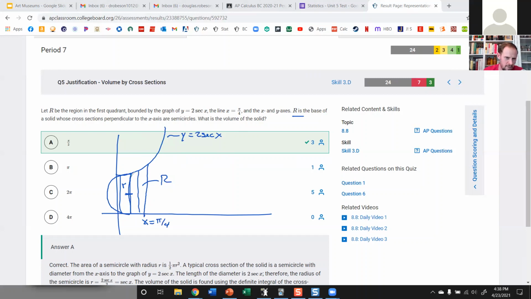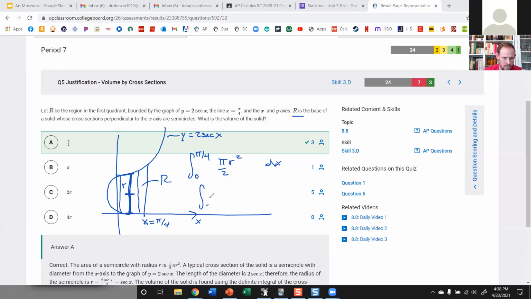So what we need is a formula for the area of this semicircle, and that's what we would be integrating. So we would integrate from 0 to pi over 4 along the x-axis, so dx, the area of this little cross section. The dx would be the width, and the area of this cross section would be pi r squared over 2, since it's just half of a circle. So the pi and the 2 can come out front. The little r is what we need to find. Well, the little r is always just going to be half of that distance. So it's just this guy divided by 2.